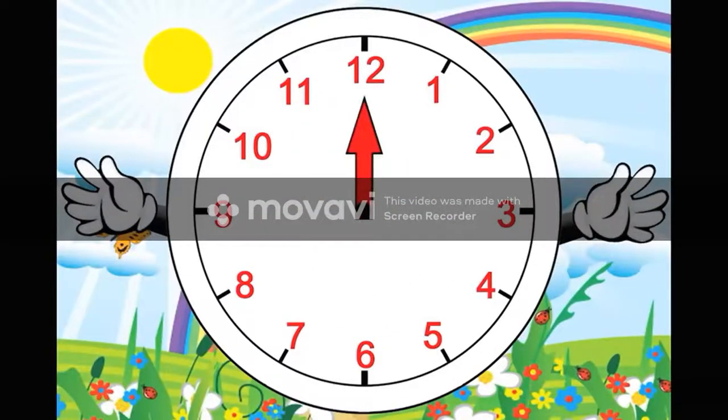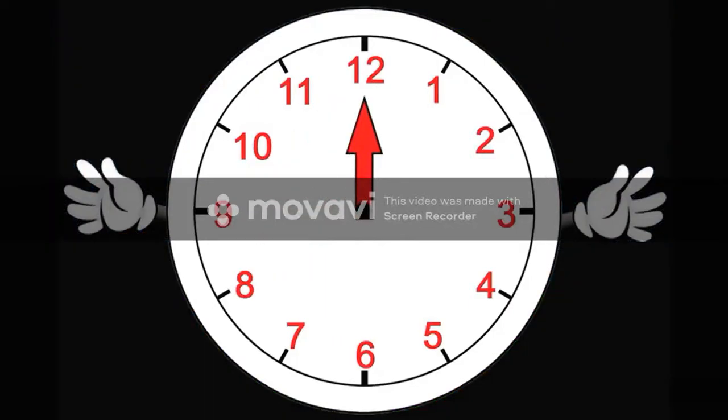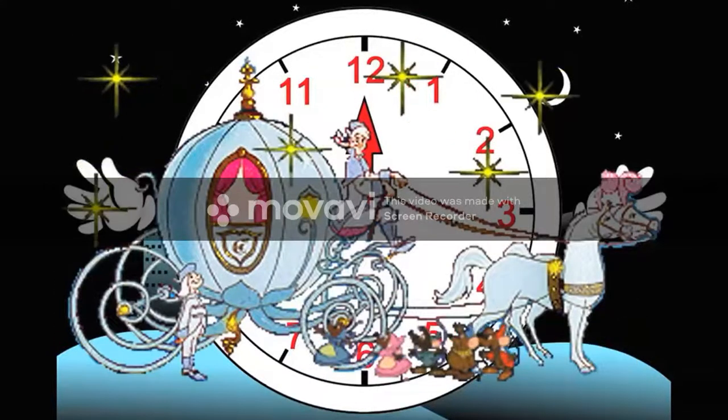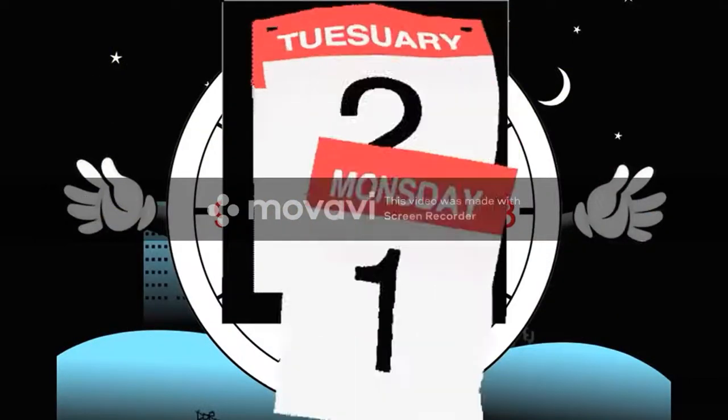12 o'clock is a very important hour. When it's 12 o'clock during the day, we call this noon. It's about the time you have lunch. Any time after this is called afternoon. 12 o'clock at night is called midnight because it's in the middle of the night. This is the magical time when Cinderella's carriage turned into a pumpkin. It's also magical because it's when a new day starts.